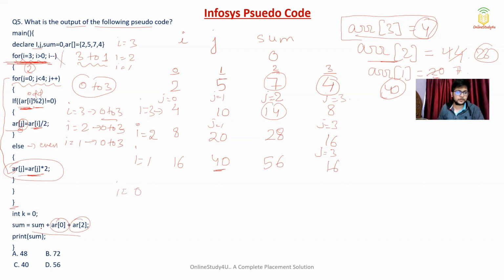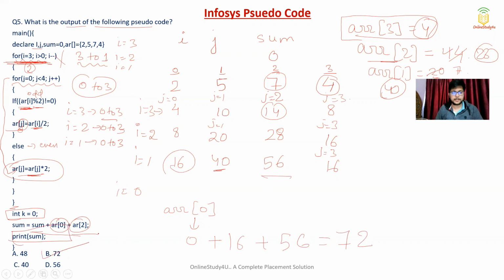Now I have to print the value of sum, which is sum plus array of 0 plus array of 2. So array of 0. I don't know why k is there. It is not used in the question. Anyway, sum is equal to 0 plus ARR of 0, what is ARR of 0? That is 16. What is ARR of 2? It is 56. So that makes up to 72. I have to print the value of sum. So B is my correct option.